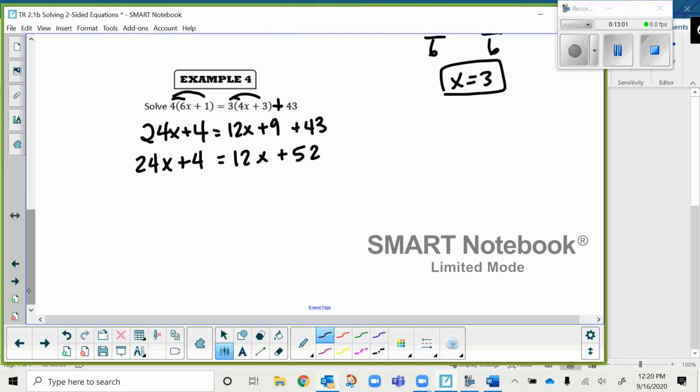And moving the x's over, I'm going to move the x's to the right just so you can see that it can go either side that you want. It doesn't always have to be moving it to the left-hand side. So that means subtracting 24x from both sides. That moves the x to the right, which means any numbers on the right, the 52, have to move to the left by doing the opposite, which is minus 52.